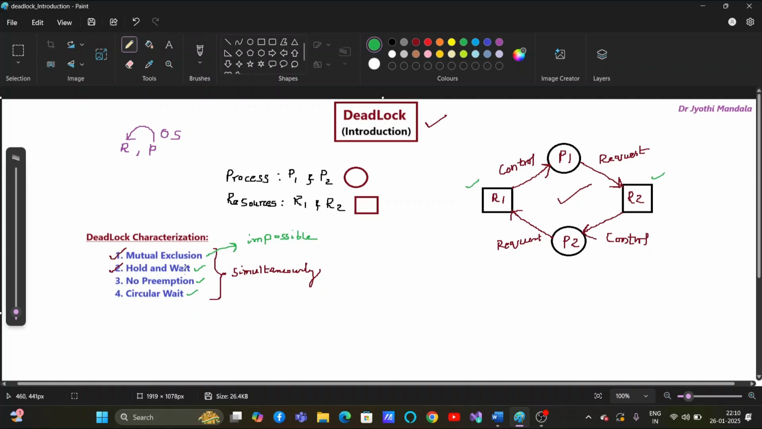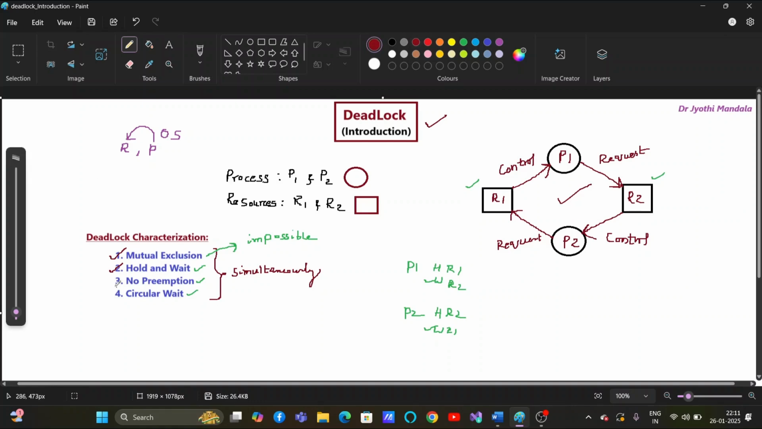and without releasing those resources, it is requesting another resource and waiting for it to be assigned so that it can finish the execution. But what happened here? Because of that holding and waiting, P1 is holding R1 and waiting for R2, and P2 is holding R2 and waiting for R1. Because of this hold and wait, they will never get the requested resources, then they will be in a lock throughout their lifetime, which leads to deadlock. So this is one of the characterizations of the deadlock.